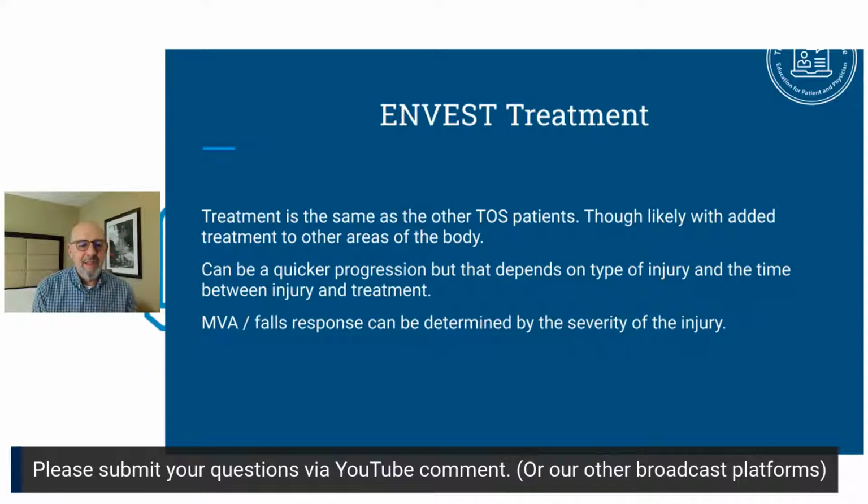But these patients can progress quickly, depending on the kind of injury they had and the time between the injury and treatment. So if it's a relatively quick thing, and there hasn't been a lot of response of the body, the nervous system, the inflammatory processes, if we can get that under control quicker, those patients can respond quicker. The motor vehicle accidents, falls, that just depends on the severity of the injury.